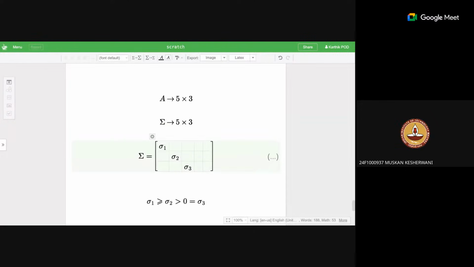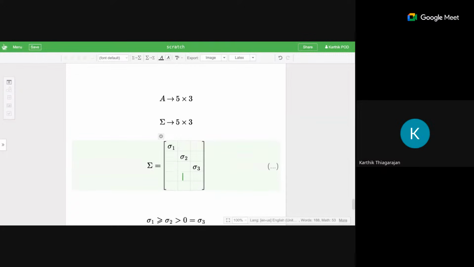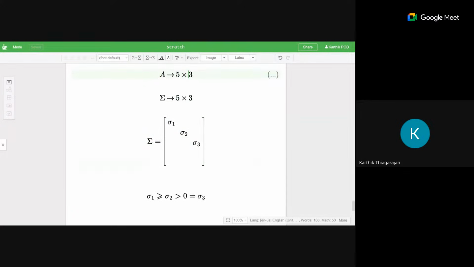3, once again 3, right? So once again 3. This goes below. So this is 5 cross 3, right? Notice that once again you are left with only 3 on the diagonal. So you can have at most 3 singular values. So whether it's 5 cross 3 or 3 cross 5, you can have only 3 singular values.